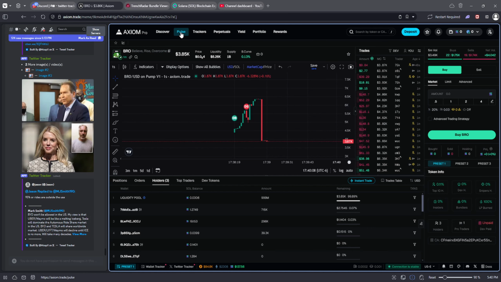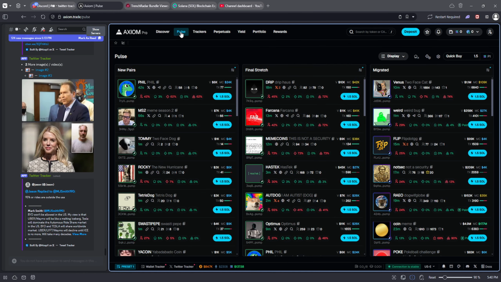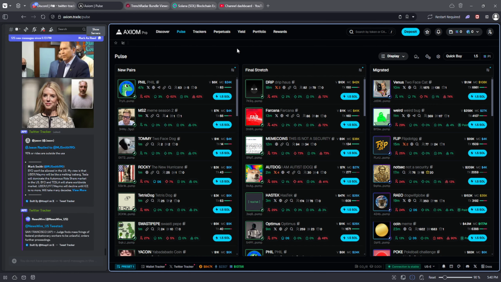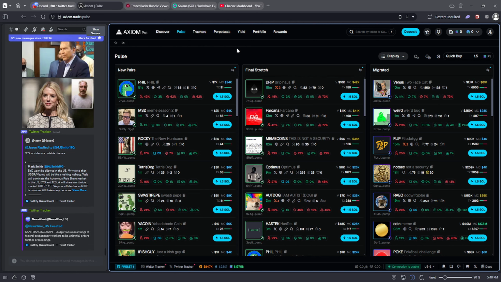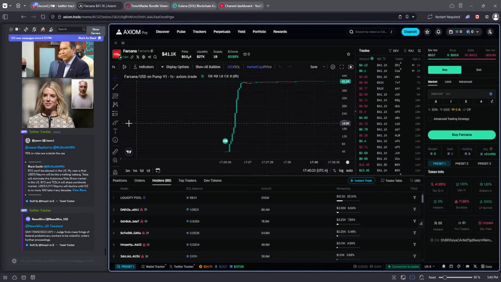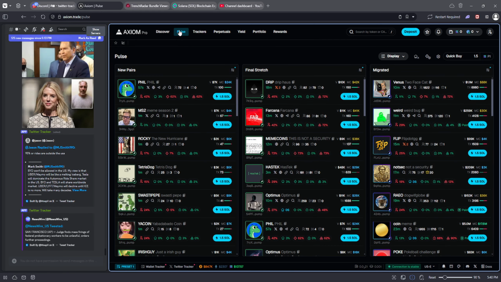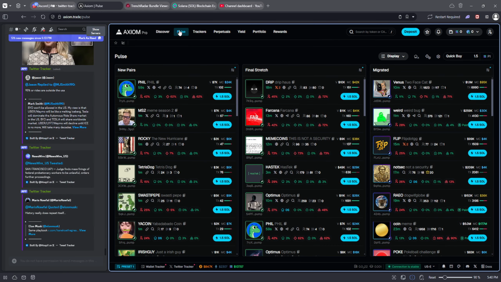So before you start trading, I would 100% recommend getting at least 1 to 5 SOL in your account so that you have a little bit of room on how much you're willing to spend on your meme coin trading. That's my recommendation. That's tip number 4.